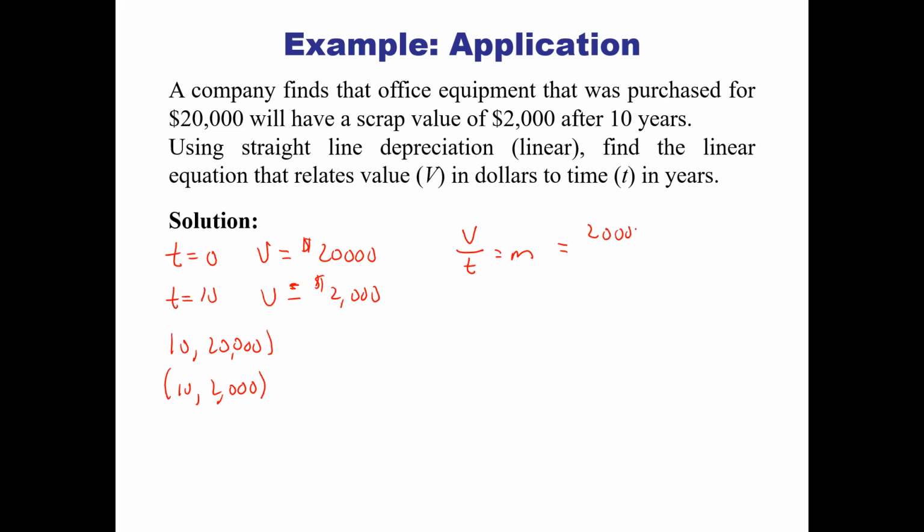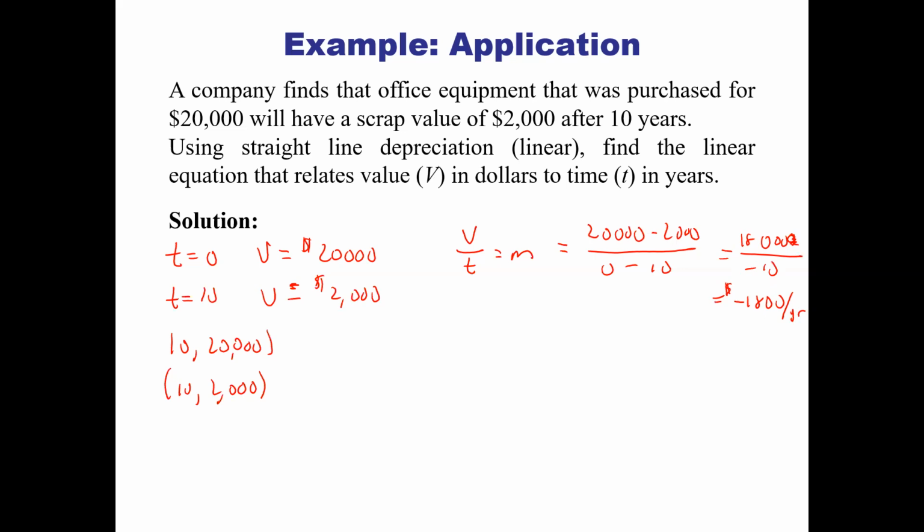So if we take 20,000 minus 2,000 over 0 minus 10, that's going to be 18,000, oops, too many zeros, divided by a negative 10. And so that's going to give us a negative 1,800. That's going to be negative $1,800 per year. That's your depreciation. It's decreasing by $1,800 per year.